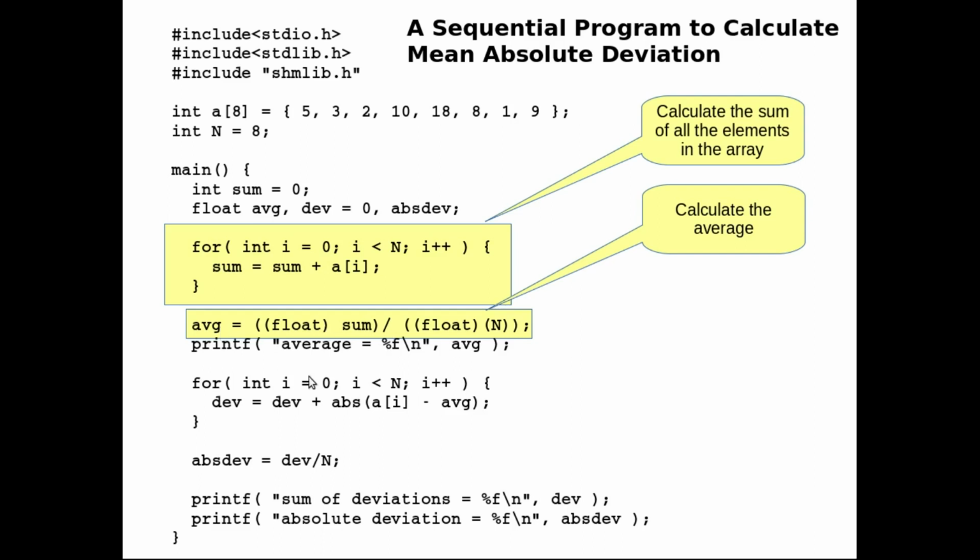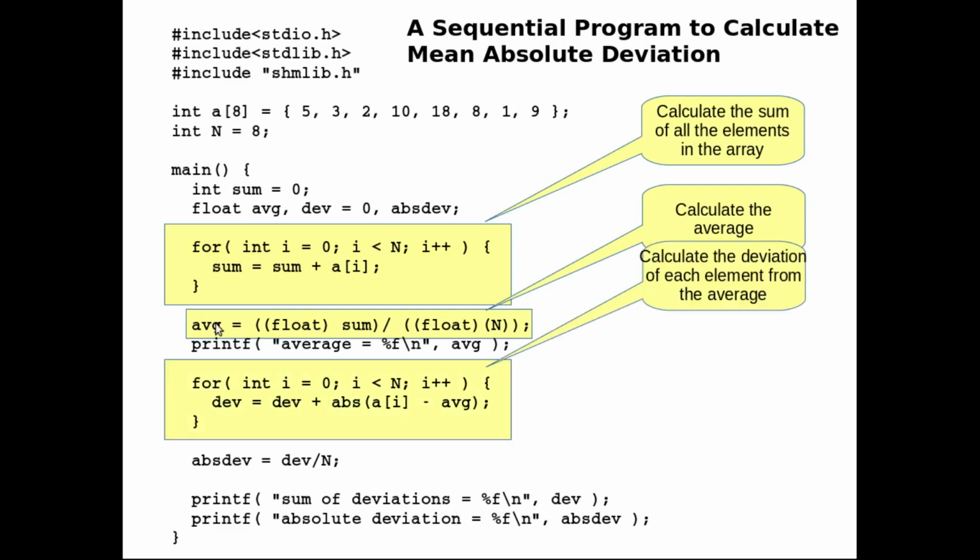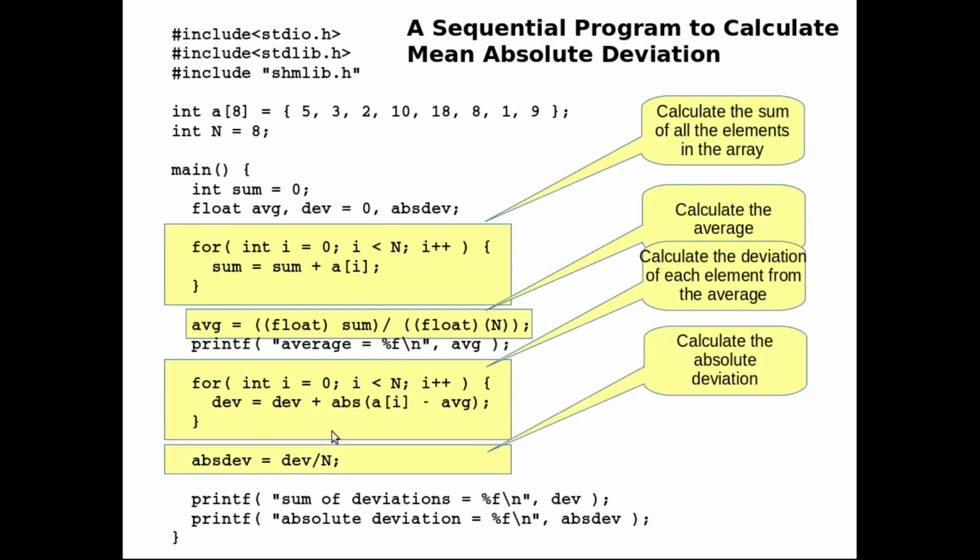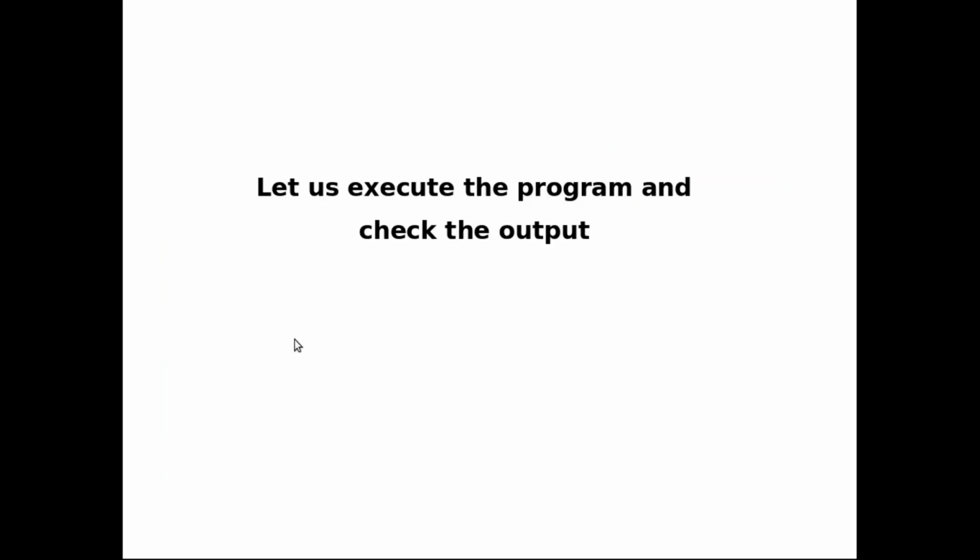Next, we need to calculate the deviation for each element. So we need to subtract this average from each element, and that's the for loop for it. And as we calculate the deviation for each element, we are also calculating the total deviation, and then we divide the total deviation by n to get the mean absolute deviation. So this is the sequential program to do the calculation. Now let us execute this program and see the output.